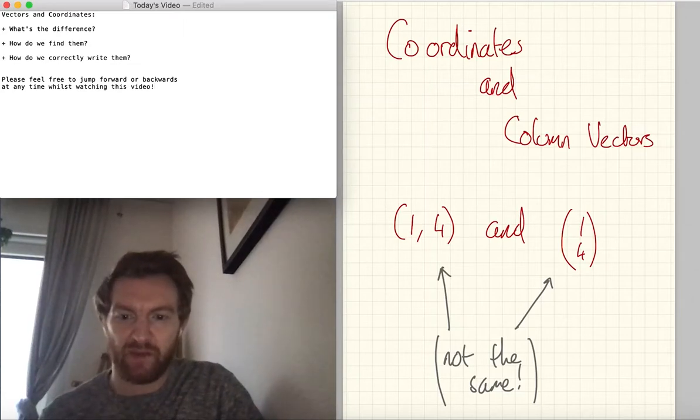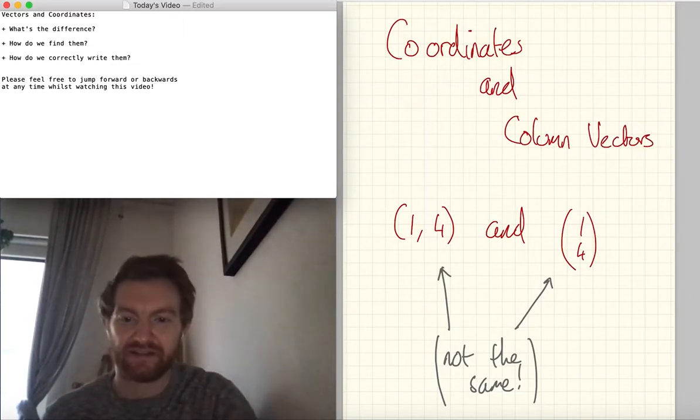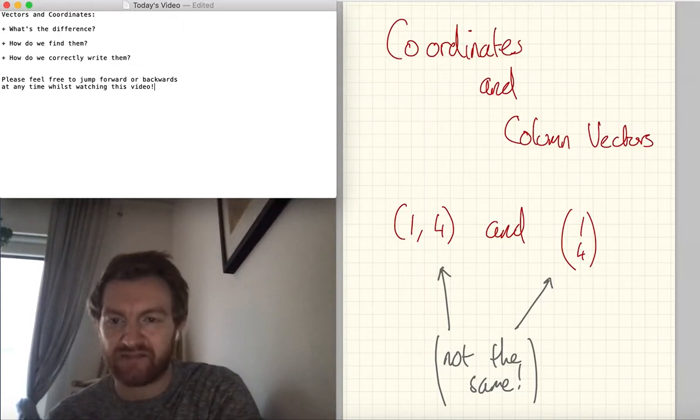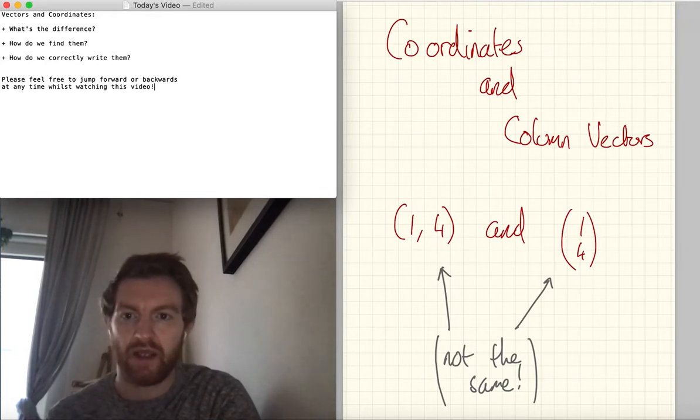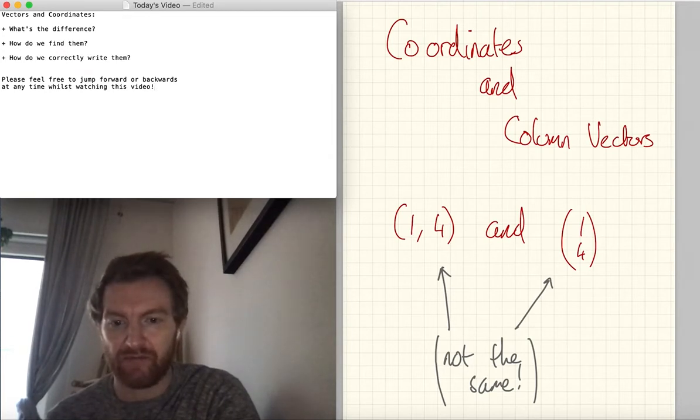We're going to talk a little bit about coordinates and vectors. It's just going to be a nice quick video because it's quite a small topic. So I'm going to go through a little recap of coordinates, then we're going to talk a bit about column vectors, what they are, how we use them, how we write them.